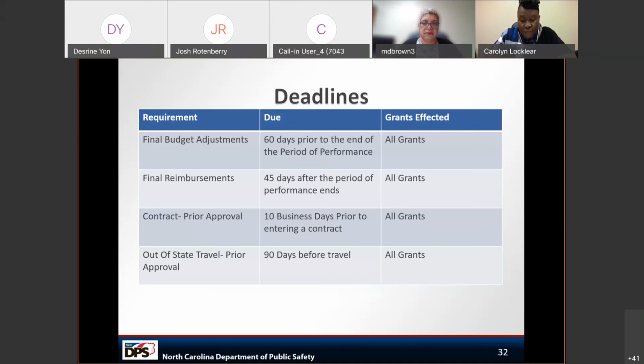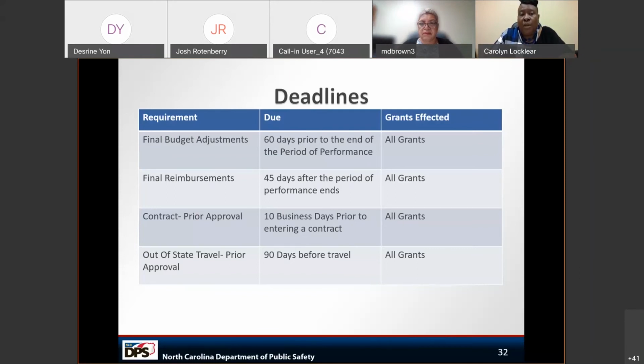Contract prior approval. You have 10 days prior to executing a contract to get it approved by your grant administrator. Please, please, please do not wait until the day before the start of the contract to submit the contract to your grant administrator and expect them to turn it around in 24 hours.